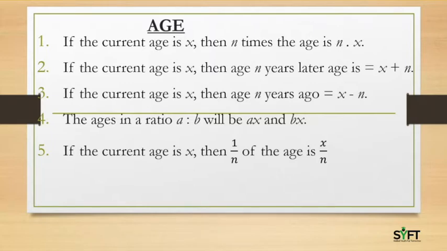Similarly, if ages are in the ratio a to b, they will be ax and bx. Suppose one ratio is 2 is to 3, it can be 4 is to 6, it can be 10 is to 15, like that. So it is ax and bx if the ages are in a ratio a is to b. If the current age is x, then 1 by n of the age is x by n.